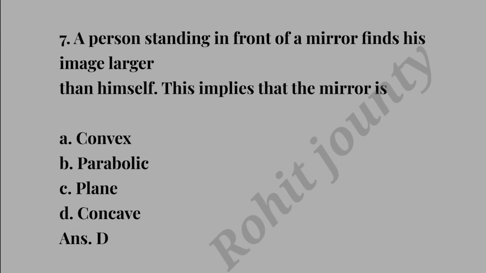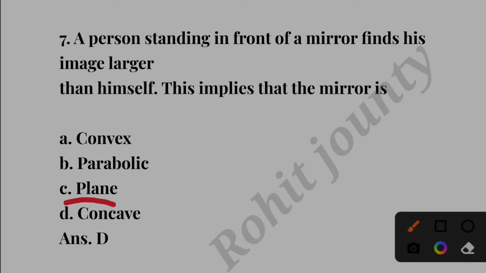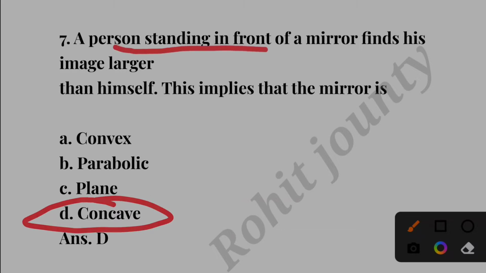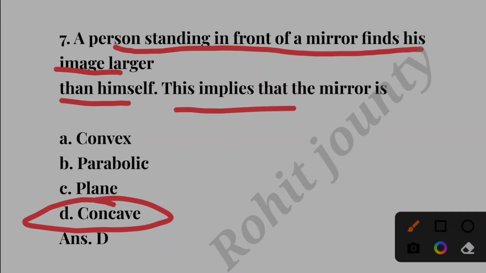Question number 7. A person standing in front of a mirror finds his image larger than himself. This implies that the mirror is: option A convex, option B parabolic, option C plane, option D concave. The correct answer is option D, concave. A person standing in front of a mirror finds his image larger than himself, which implies the mirror is a concave mirror.